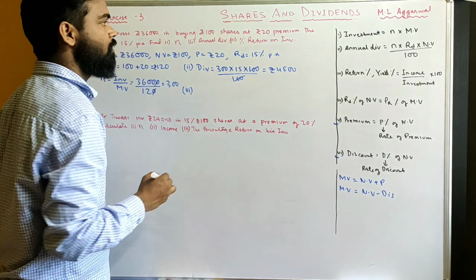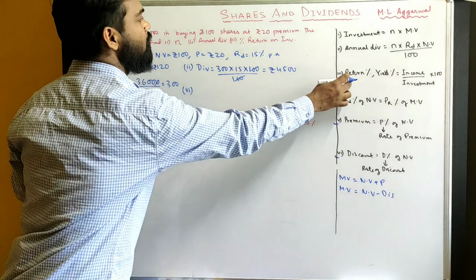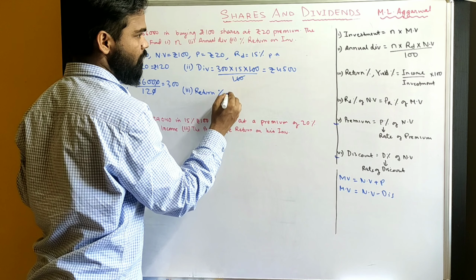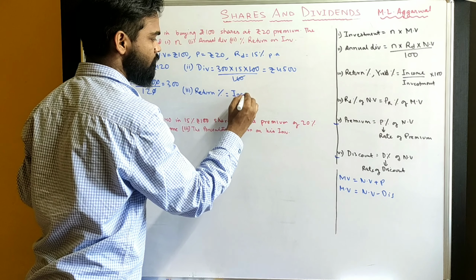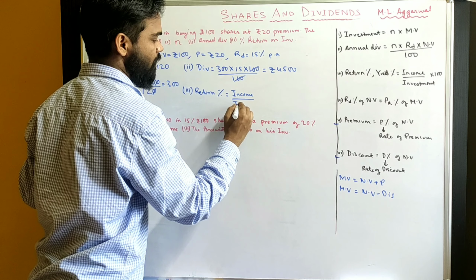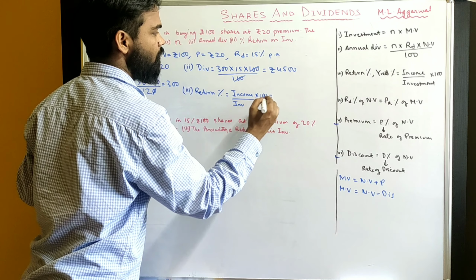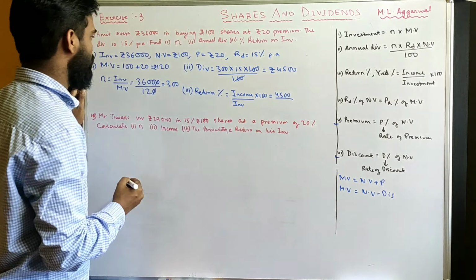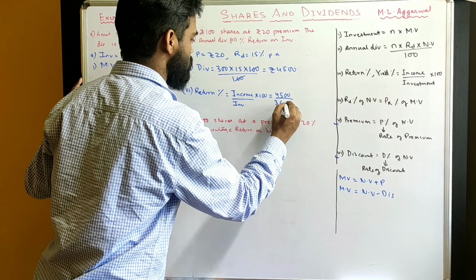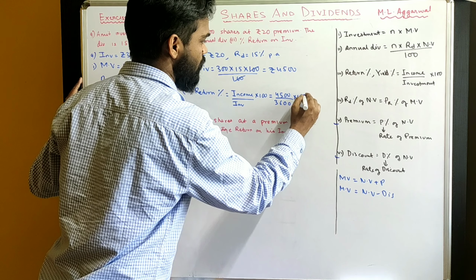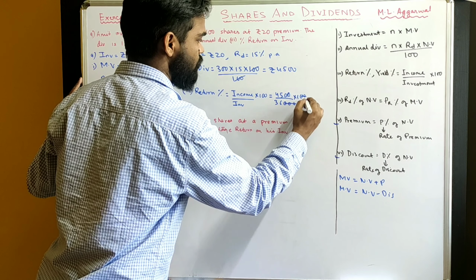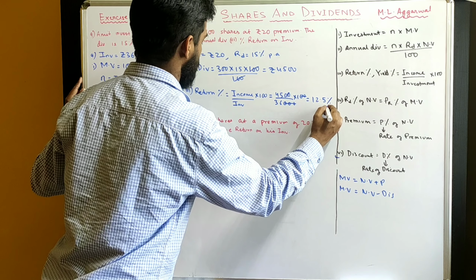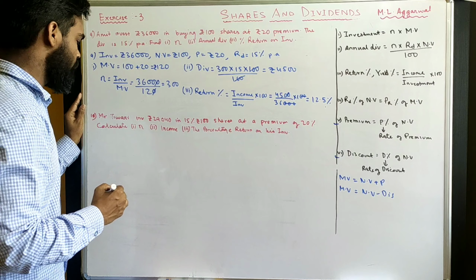And number 3, the percentage return on investment. So return percent or percentage return will be income by investment into 100, which is your income is 4500, your investment is 36,000, multiplied by 100. So that's how much? 450 by 36. That's 12.5%, isn't it? If I'm not wrong.